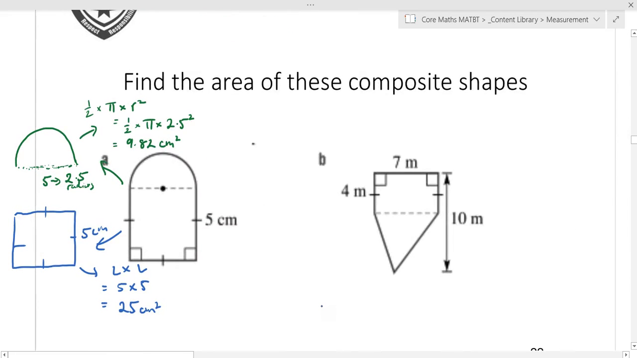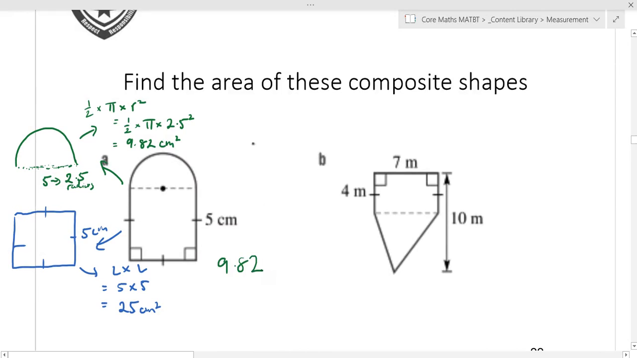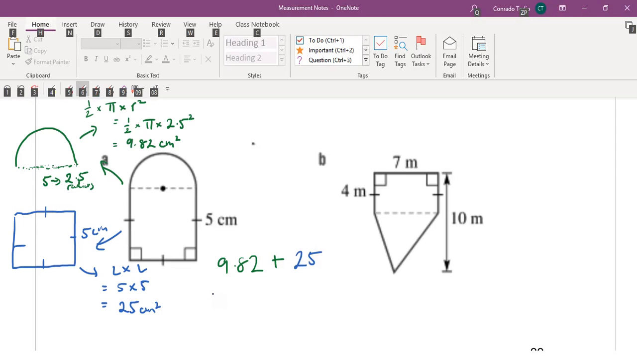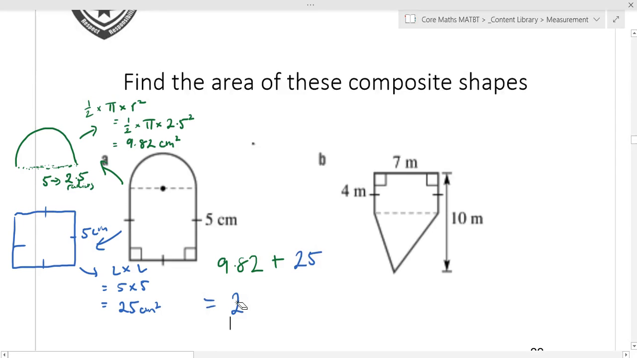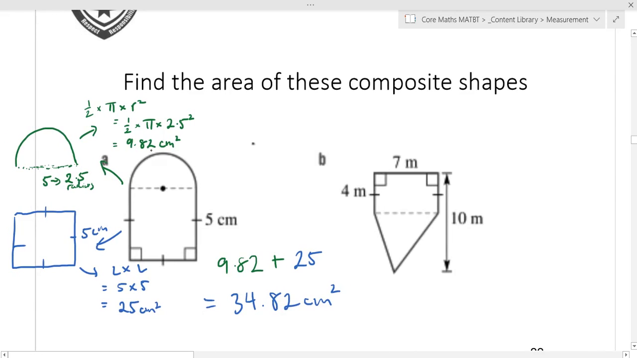So as a combined total area, when you add them, it's going to be 9.82 plus the 25. Okay, and as a final answer, that would be 34.82 centimeters squared. Okay, so that's how we do these questions. You're going to split them up into 2 parts and then find the area for each one and then just add them together as a final answer.